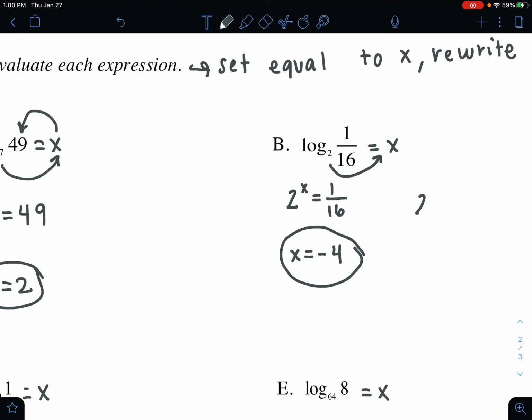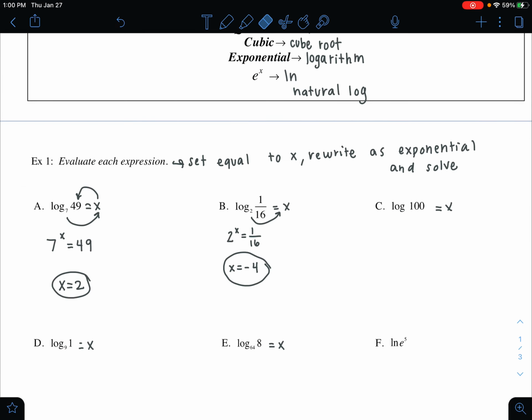Again, another way to think about that is 2 to the x. Well, how do I rewrite 1 over 16 with a base of 2? 2 to the negative 4th. That's why x equals negative 4. Again, remember, you can pause the video at any point if you need to.